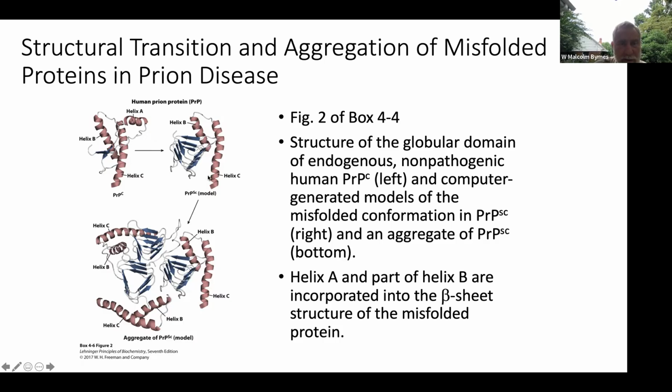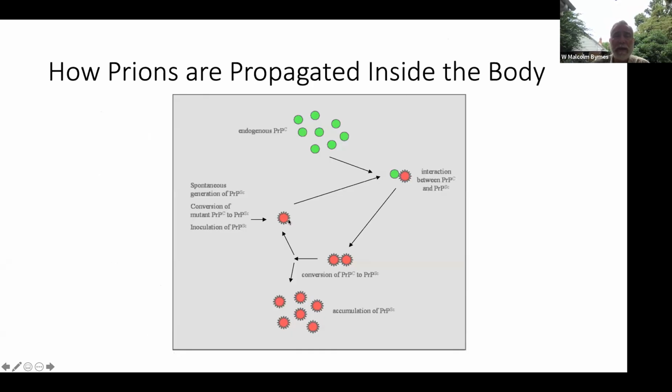Now these last two were predicted by computer modeling. We don't have experimentally determined structures of the misfolded protein or of the aggregate. And this is how prions are propagated. So you can have the spontaneous generation of the infectious form of the prion, or a mutation that facilitates conversion to the infectious form, or you can have inoculation by ingesting contaminated beef, for example. Formation of an infectious molecule.